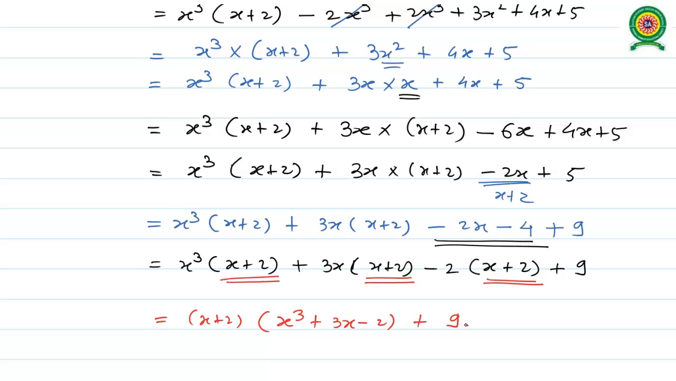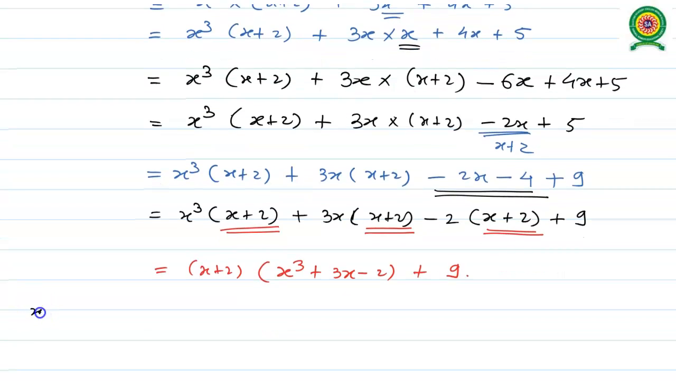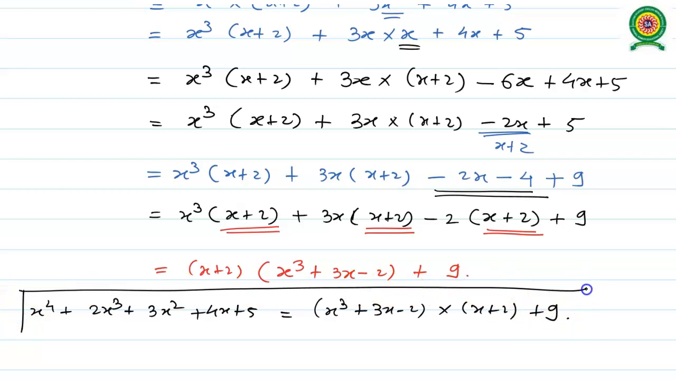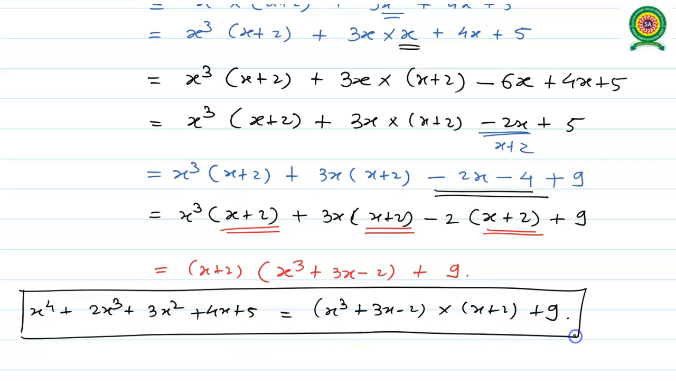So our dividend is of the form x raised to 4 plus 2x cube plus 3x square plus 4x plus 5, that is equal to, I am writing firstly the quotient, x cube plus 3x minus 2, into the divisor x plus 2, plus remainder 9. As per the linear method, we have Euler's formulation in this way.